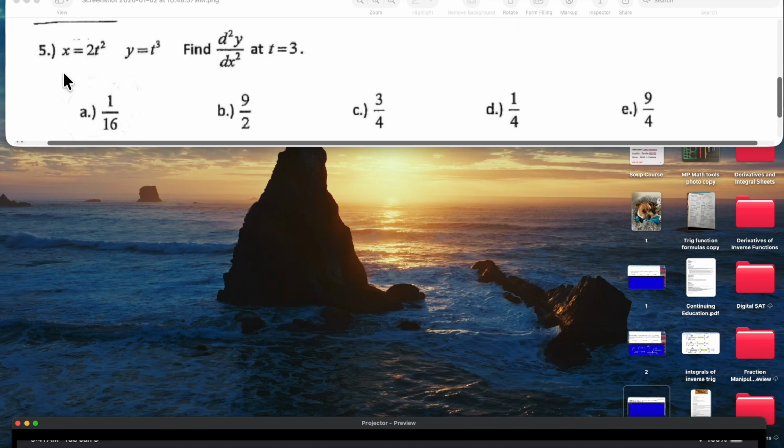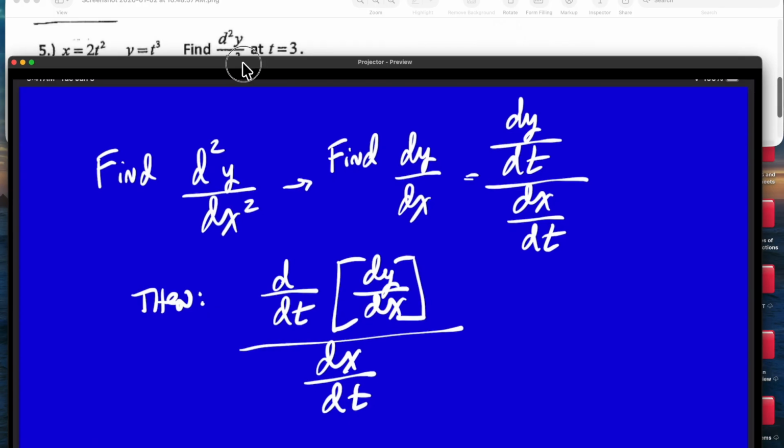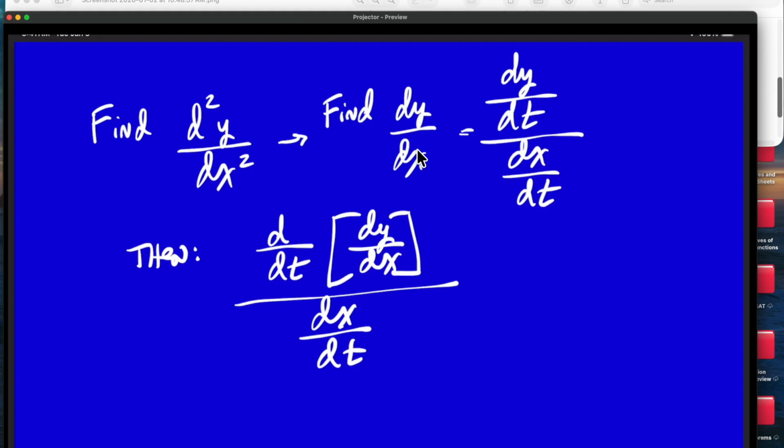Next, we are given this parametric system, x of t equals 2t squared, y of t equals t to the third power, and we're asked to find the second derivative at t equals 3. So folks, we know how to do this. Here's our game plan. To find the second derivative, we're first going to find dy dx, dy dt over dx dt. We're going to keep this dx dt as is, and bring that into the denominator of part 2. In the numerator of part 2, we're going to apply the d dt operator to dy dx.